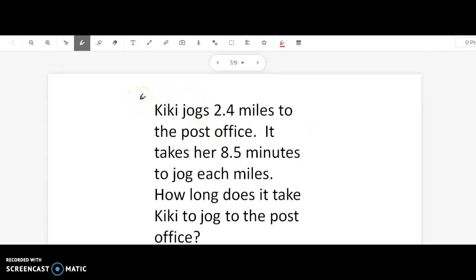It says Kiki jogs 2.4 miles to the post office. It takes her 8.5 minutes to jog each mile. How long does it take Kiki to jog to the post office?